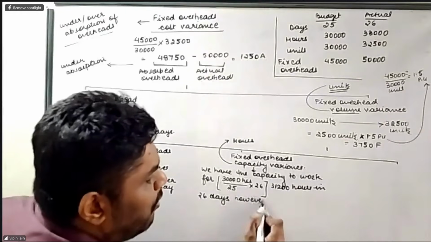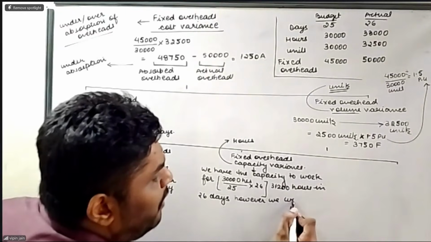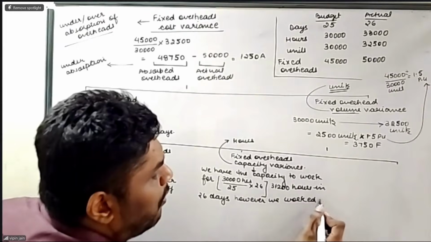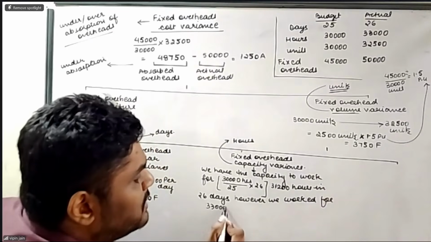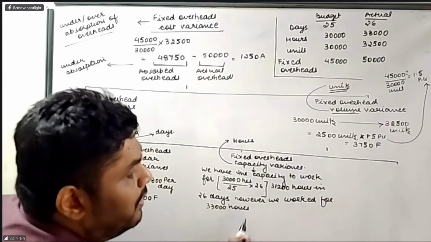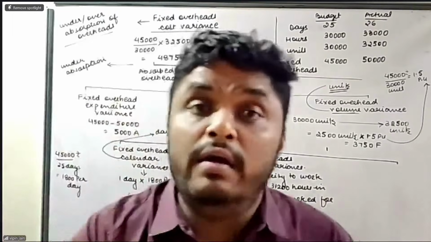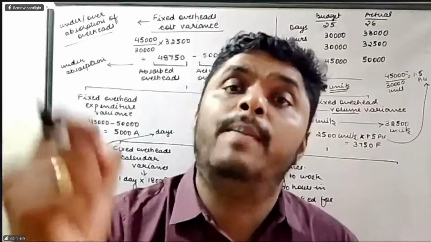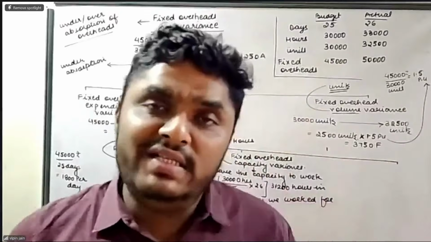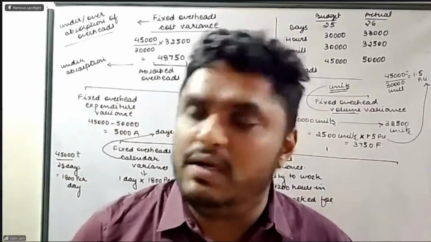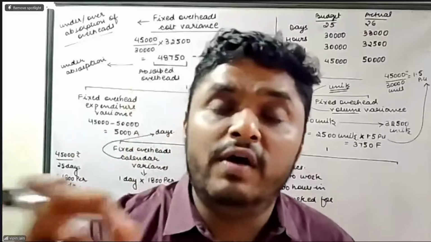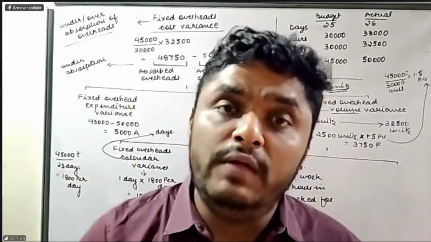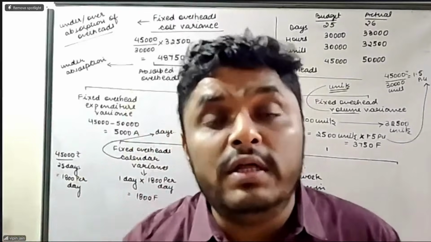However, we work for 33,000 hours. That is 1,800 hours I worked above my capacity. In 26 days, I have to work for 31,200 hours. But in these 26 days, I work for how many hours? Instead of 31,200 hours, I work for 33,000 hours.